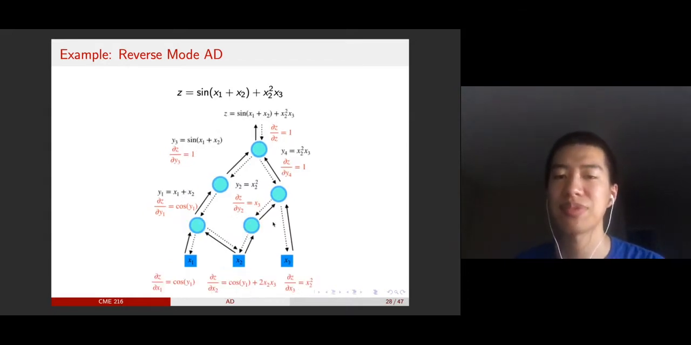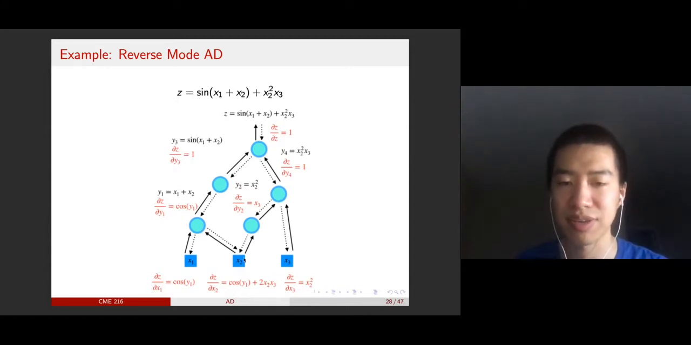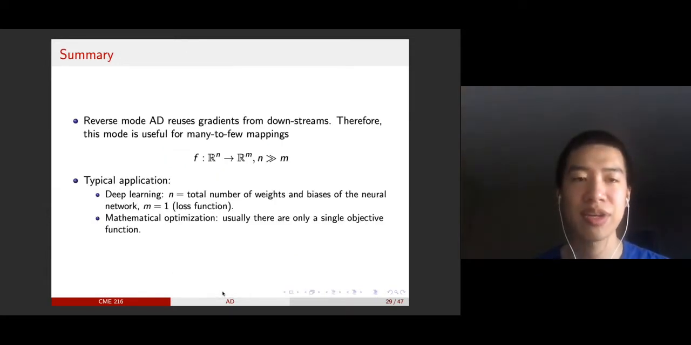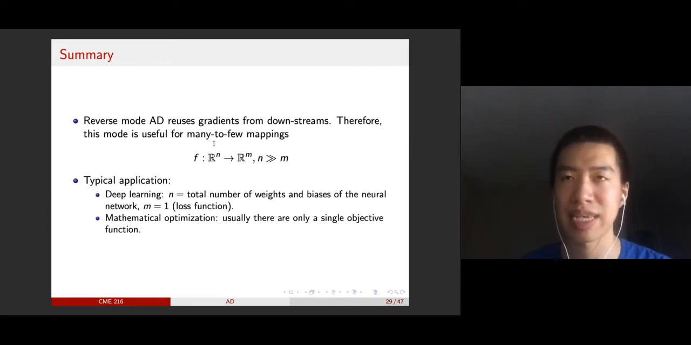And then in the next step, you backpropagate all the gradients. For example, for this node, you just sum up all the backpropagated gradients from downstreams, and they finally arrive at this expression. If you calculate the gradients by hand, you will find that the gradients are exactly those numbers. So in summary, reverse mode automatic differentiation reuses gradients from downstreams. Therefore, this mode is very useful for many-to-few mappings, as we saw in the computational graph lecture. And so this makes reverse mode automatic differentiation very useful for some specific applications.